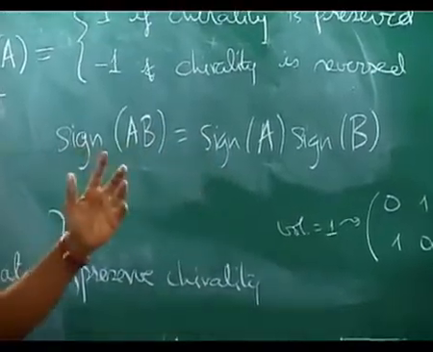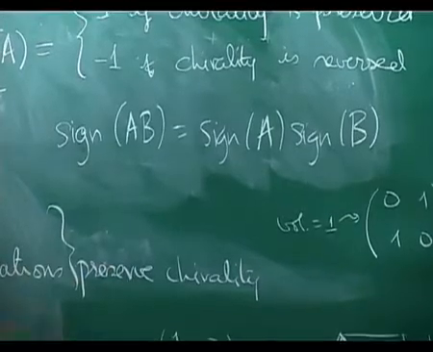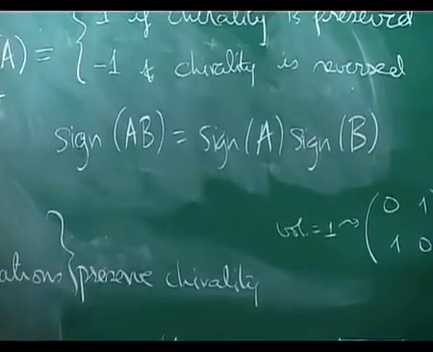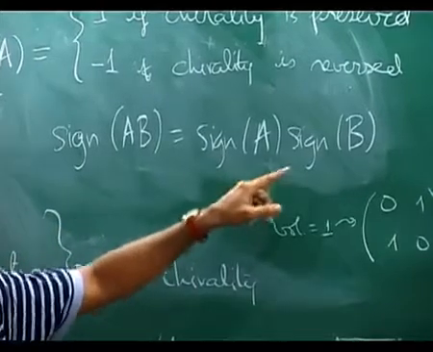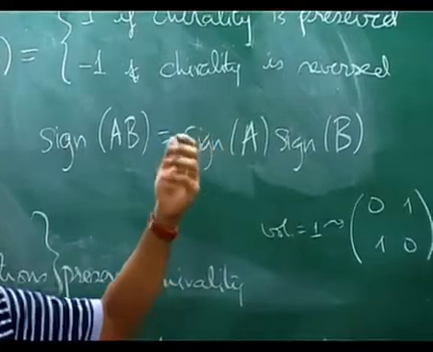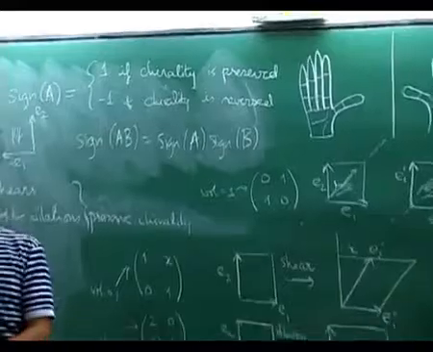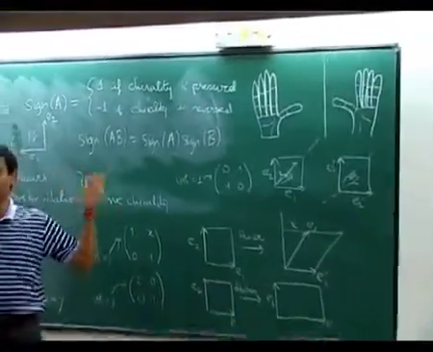If a right hand goes to a right hand, and then the other thing also takes a right hand to a right hand, then right hand goes to right hand goes to right hand. Whereas if both are chirality reversing, then their composition will be chirality preserving, whereas if one is chirality preserving and the other is chirality reversing, their composition will be chirality reversing.